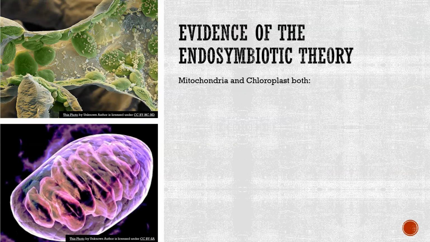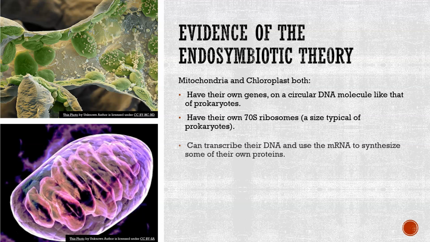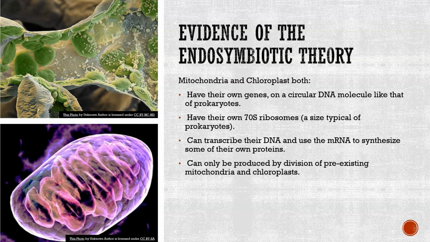So thinking of both the mitochondria and the chloroplast, they both have their own genes on a circular DNA molecule like that of our prokaryotes. They have their own 70S ribosomes, a size typical of that found in prokaryotic cells. They can transcribe their DNA and use the mRNA to synthesize some of their own proteins. And they can only be produced by division of pre-existing mitochondria and chloroplasts.